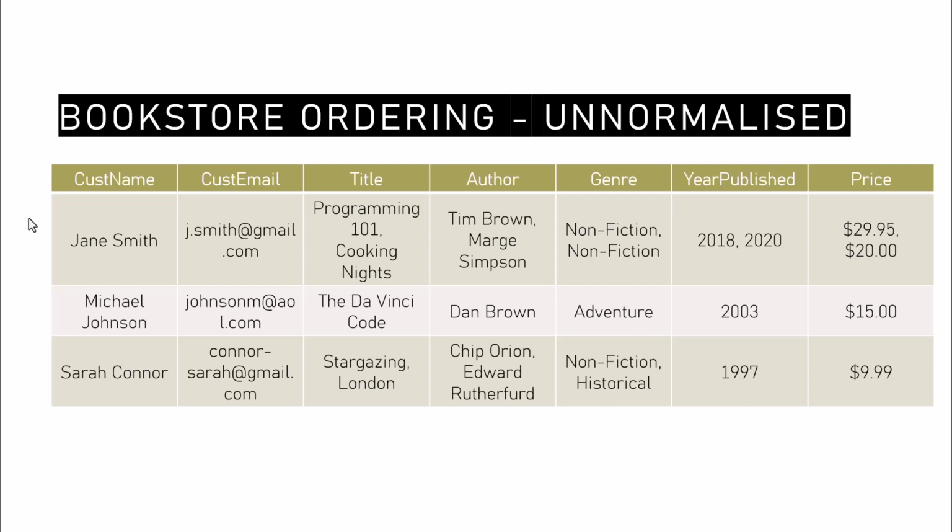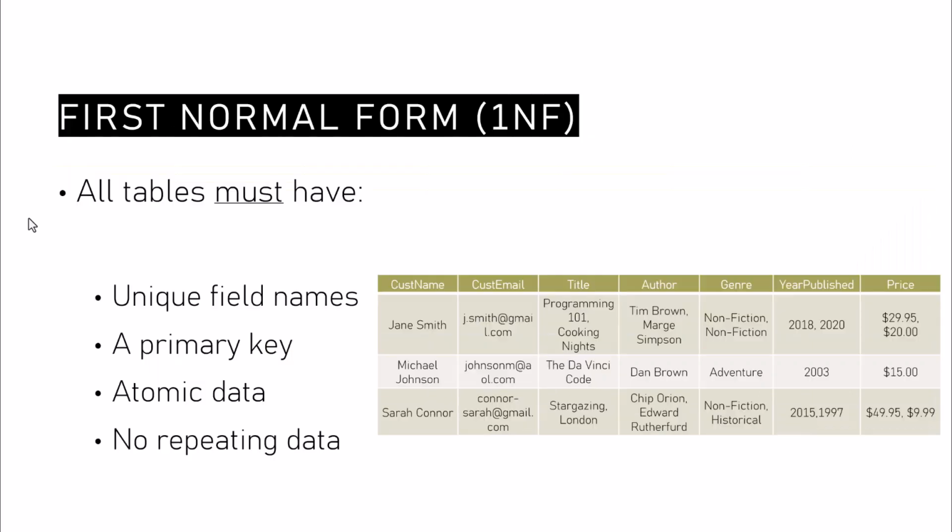The most obvious one is that in fields like title, author, genre, year published, and price, we're actually storing multiple data entries for the first and the third record, compared to the second record, where we're only storing one data entry in both. Now this is an example of repeating data, and we want to avoid it.